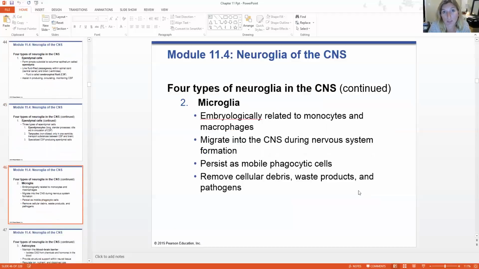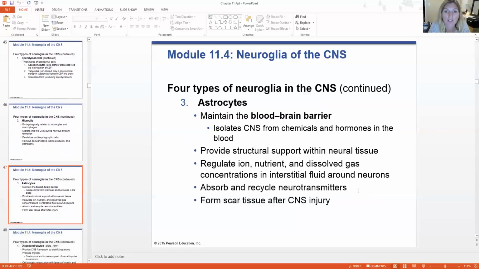Then we have microglia. Microglia are similar to monocytes and macrophages, so they have like an immunological function. They migrate into the central nervous system as it's being formed, and they persist as phagocytic cells. So they are basically little Pac-Man floating around our CSF, trying to gobble up any debris, anything that doesn't belong there, waste products, pathogens, etc.